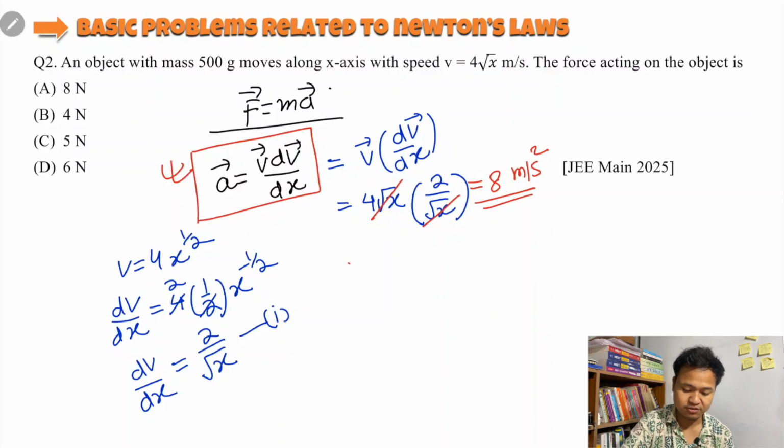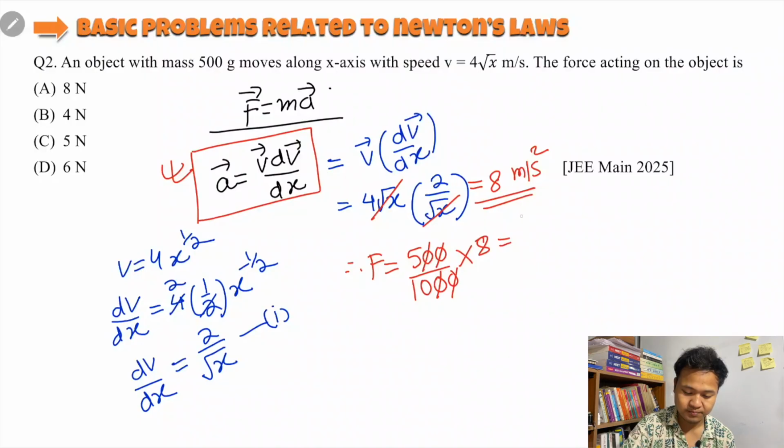With the acceleration and the mass, what is the force? Mass into acceleration. Mass of 500 into 1 by 1000 kg, into 8. So 5 times 8 is 40 by 10, so you'll have 4 Newton.